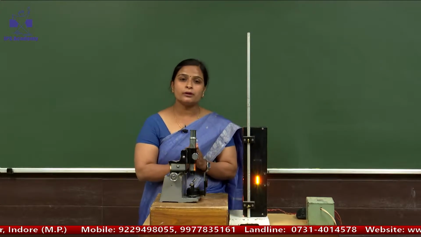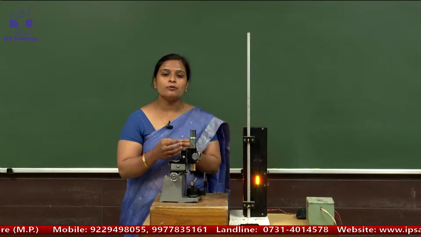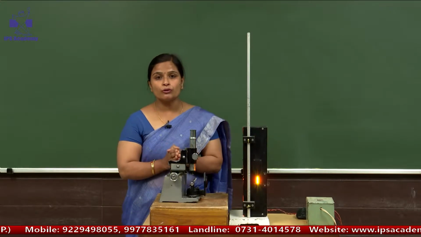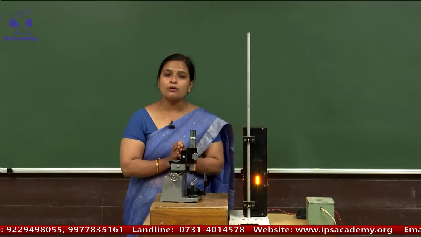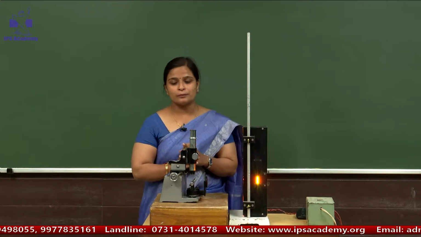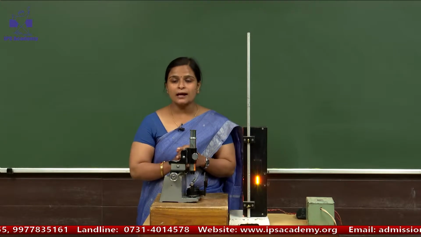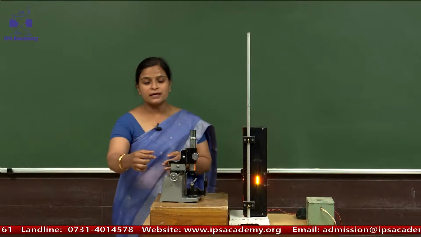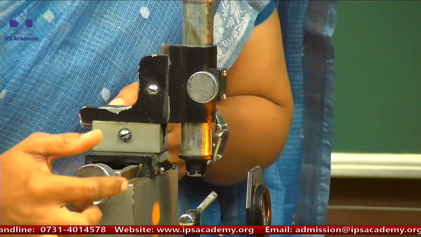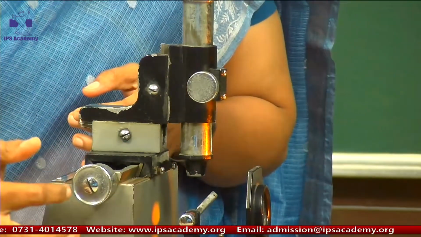So 0.01 mm is the least count of this instrument. Always remember, to calculate any type of reading, first you should know the least count of the particular instrument. Now we can start the readings by moving this circular scale in the clockwise direction and in the anti-clockwise direction.